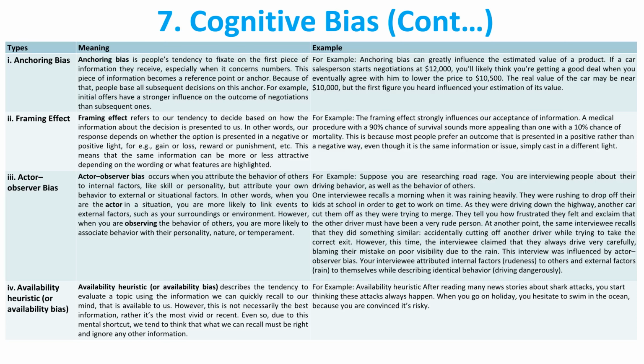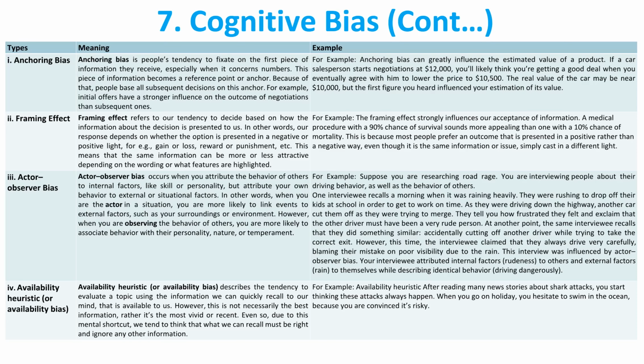For example, anchoring bias can greatly influence the estimated value of a product. If a car salesperson starts negotiations at $12,000, you'll likely think you're getting a good deal when you eventually agree with him to lower the price to $10,500. The real value of the car may be near $10,000, but the first figure you heard influenced your estimation of its value.